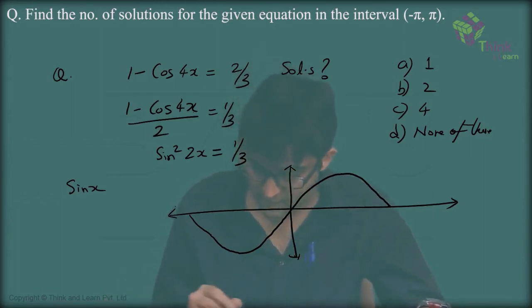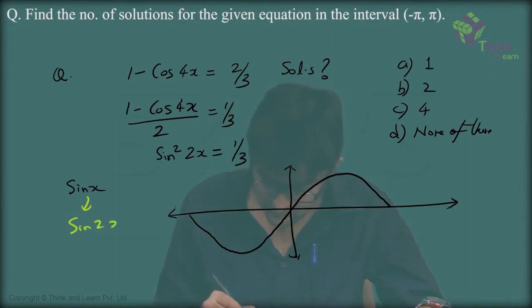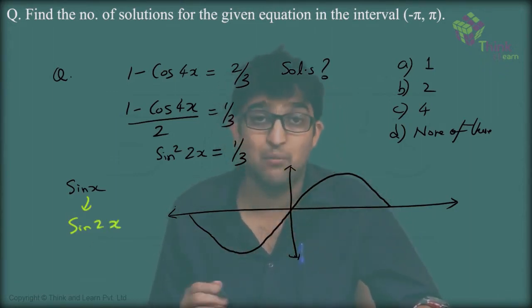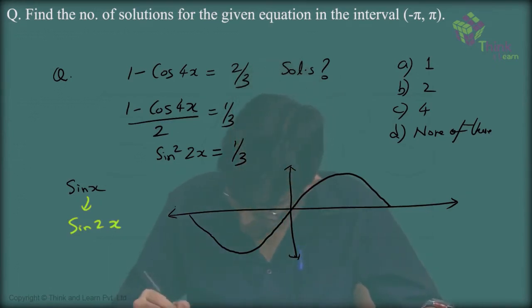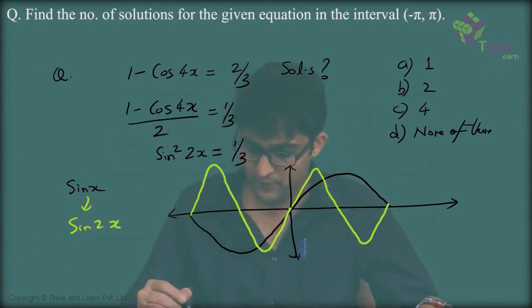the function is. But I'm not really looking at sine x. I'm looking at sine 2x. If I transform sine x to sine 2x, how will it look like? Sine 2x moves double fast as sine x. So the curve will be like this, and like this. This is your sine 2x.